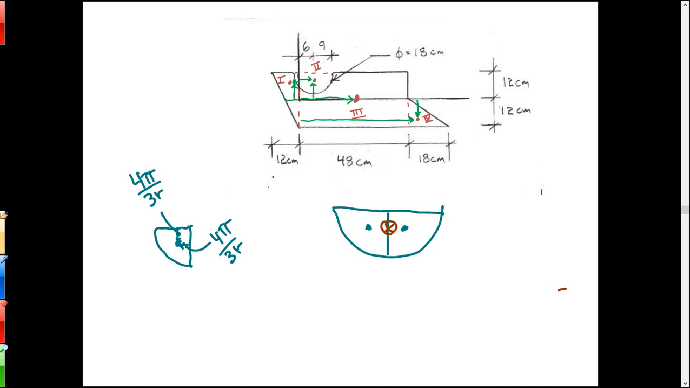So the distance from the long straight line on the half circle to the centroid, that would be 4 pi over 3r. But this distance here, if you're measuring from the side over, that's just the radius is all it is. Okay, there's nothing fancy about that other measurement.